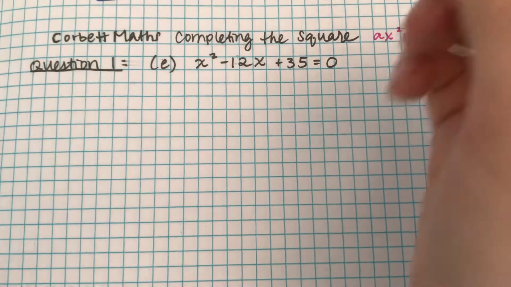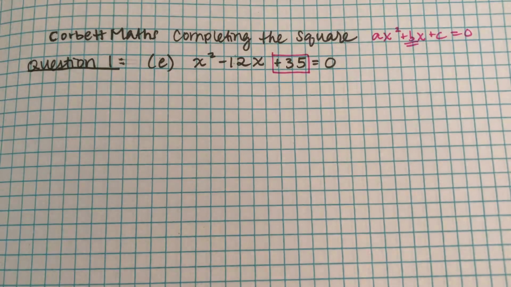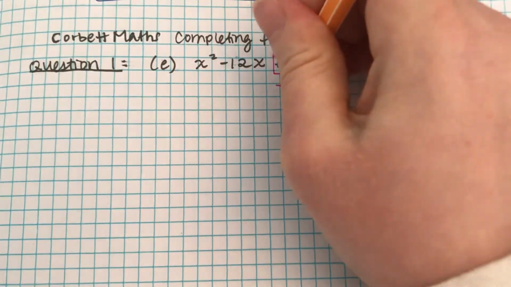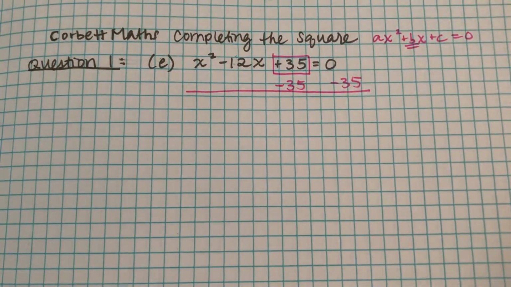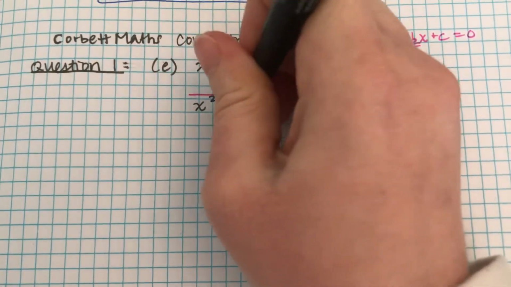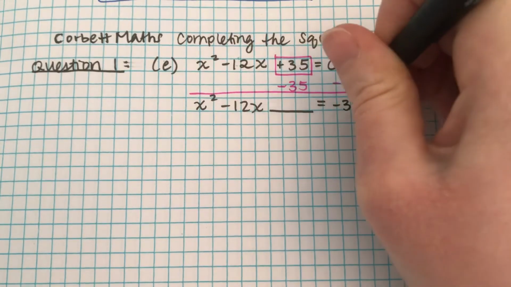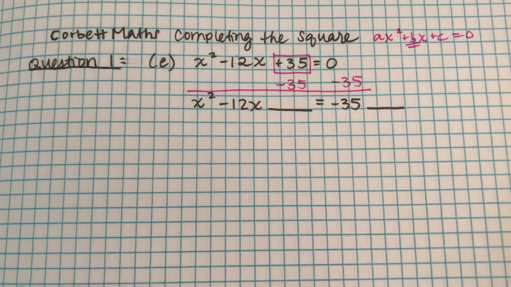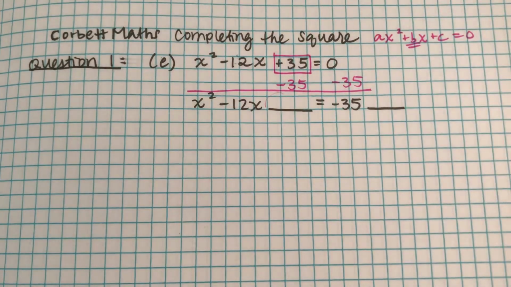Remember, the first step is to make sure that we remove this c value. So we move it to the right side of the equation. So I would need to take away 35 from both sides of the equation, and that will leave us looking like this. X squared minus 12x. I typically leave a little space right here because you know what's going to come next, and that's equal to minus 35. Sometimes I'll even put a blank on the right side because I know that I'm going to be finding some value to add to both sides of this equation.